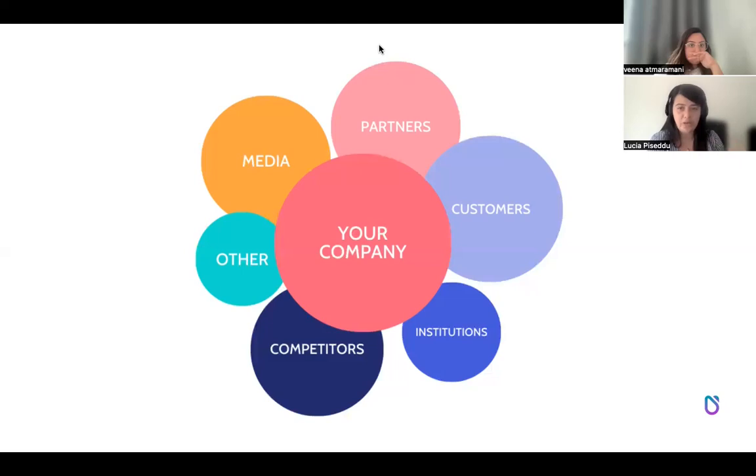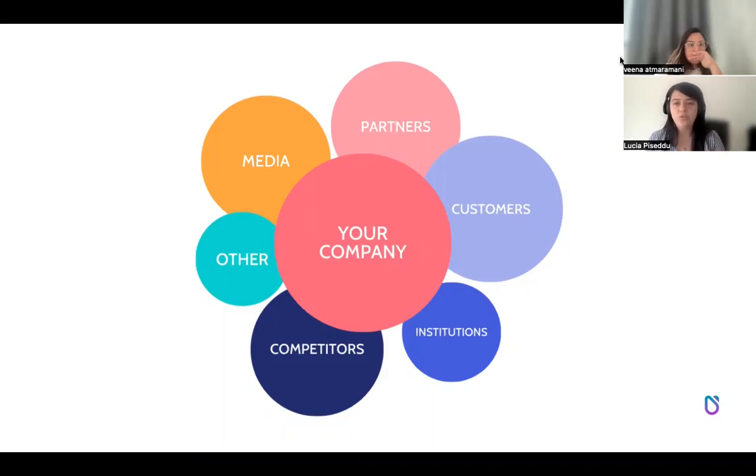And then, depending on your specific case, you probably have a lot of other stakeholders which are really specialized in your industry, in your market, which you want to take into account.